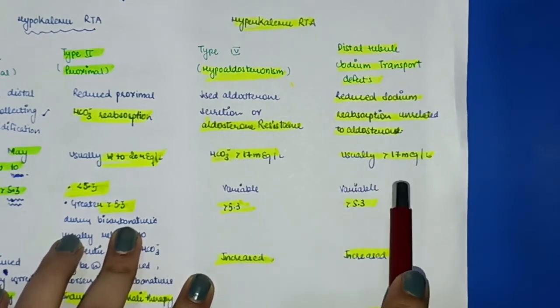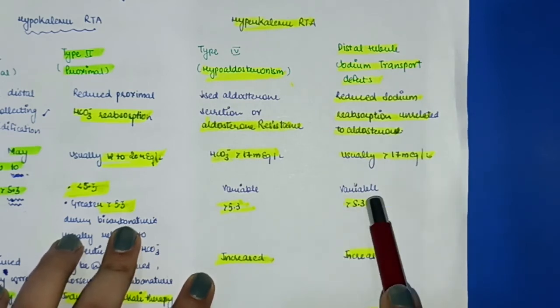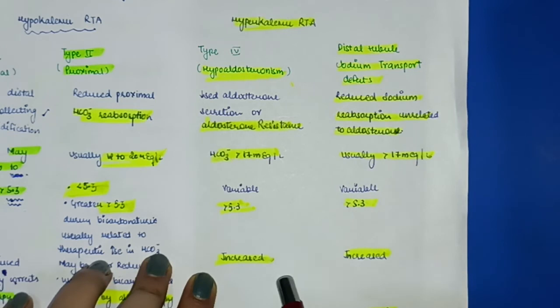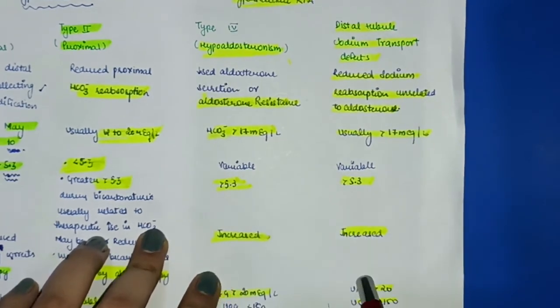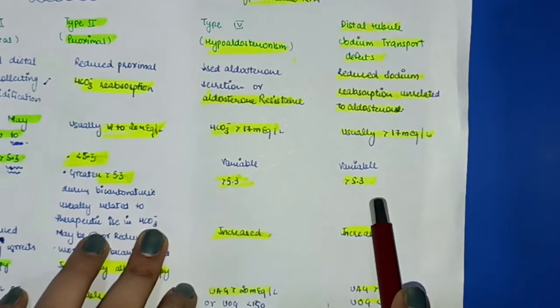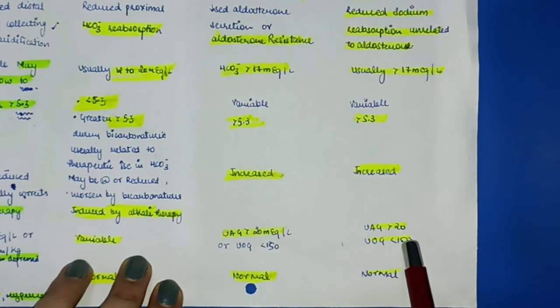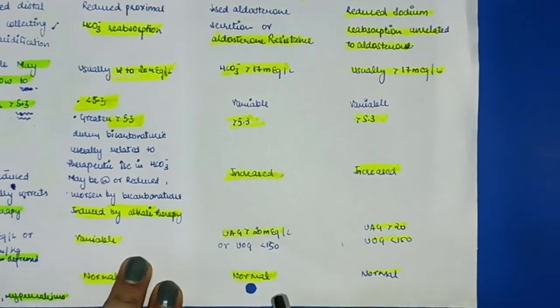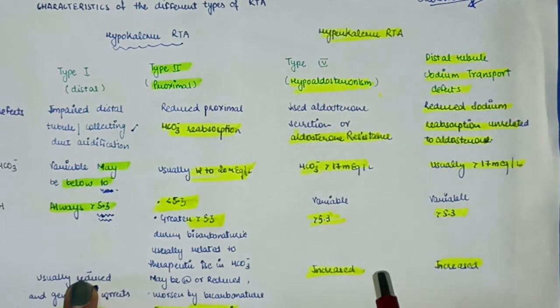So bicarbonate will be more than 17 milliequivalent per liter. Urinary pH is variable. Usually it is more than 5.3. Plasma potassium is increased. There is hyperkalemia in type 3 RTA also. So that's why type 3 and type 4 are hyperkalemic RTAs. Urinary anion gap will be more than 20, and urinary calcium to creatinine ratio is normal, as there is no defect in calcium excretion. So this is all about the 4 different types of renal tubular acidosis.